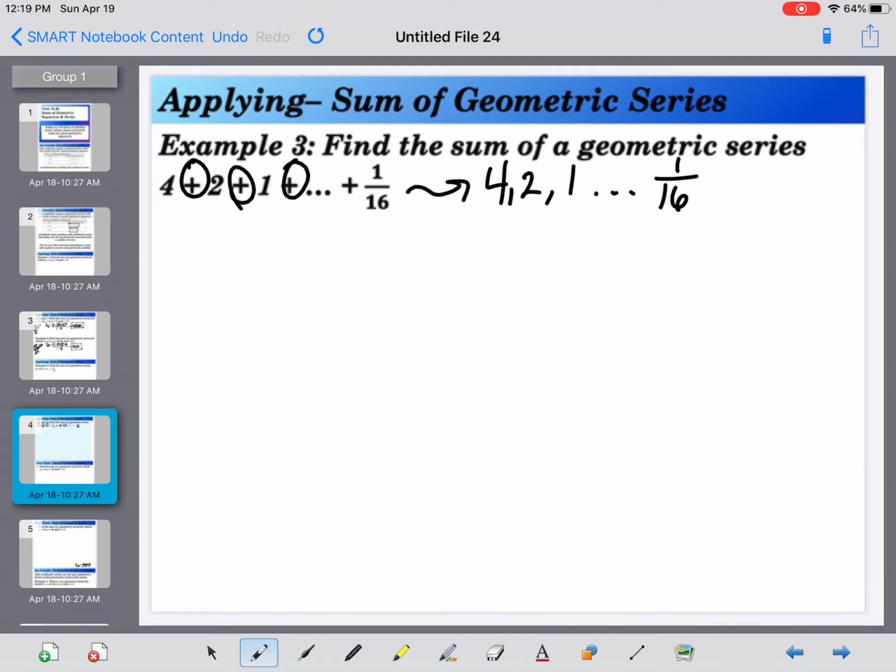If it makes you more comfortable, you can rewrite it like this without the plus signs. Write it out as a sequence. And we know we have an a sub 1. We have a common ratio of 1/2. And I have an a sub n. I know what the last term is. So which formula am I going to use? Hopefully you said number 2, because we don't have the n that is necessary for formula number 1.